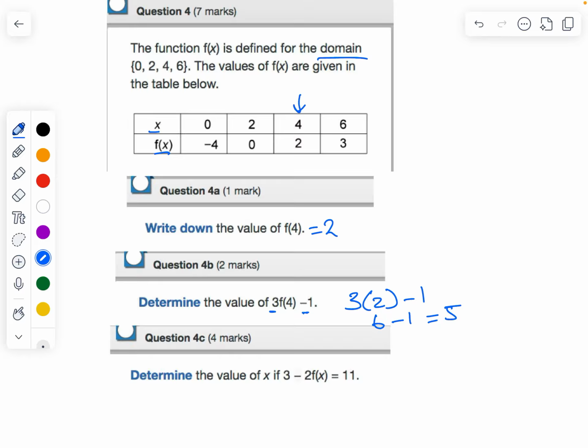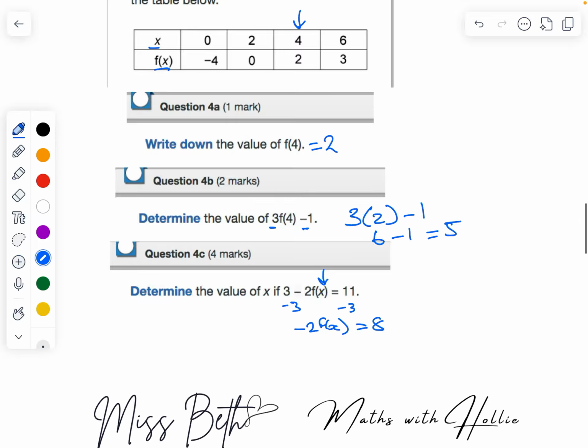And then the next question said, can you tell us what x would be if this equals 11? So if you minus 3 from both sides, negative 2 times the function is 8. Then we're going to divide both sides by negative 2. And that tells me the function is going to be negative 4. So if you go back to your table, when the function is negative 4, x equals 0.